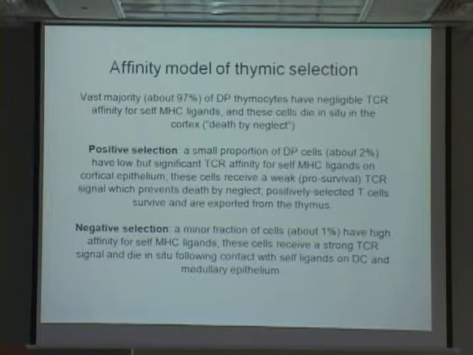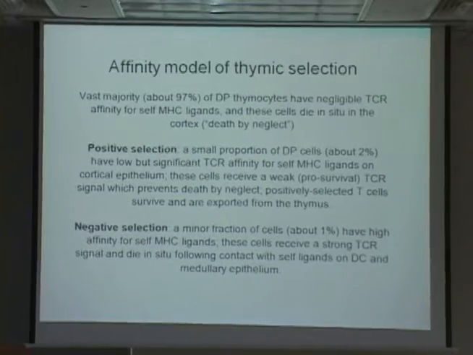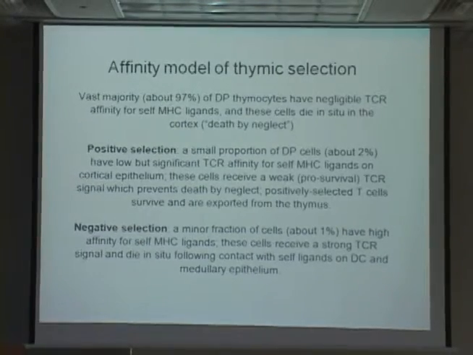Now, as I mentioned, it involves cells that happen to have high affinity for ubiquitous self-peptides, peptides that are expressed on all cells in the body, and also cells that are reactive to these self-antigens like insulin that are brought into the thymus by APCs or actually synthesized by medullary epithelial cells.